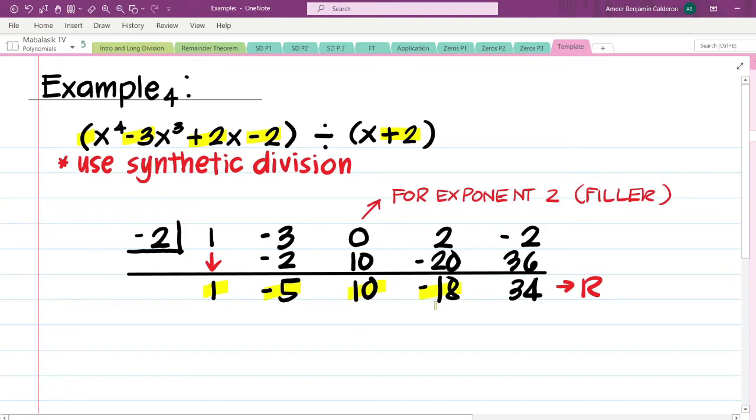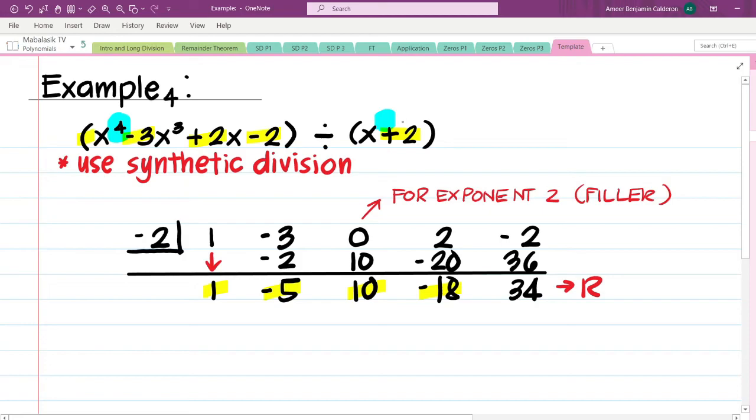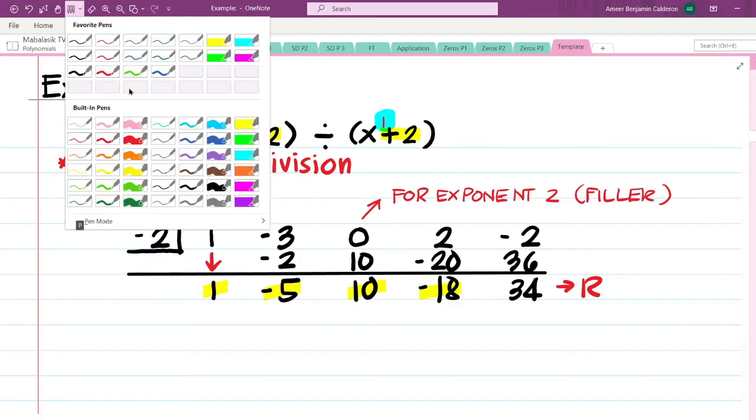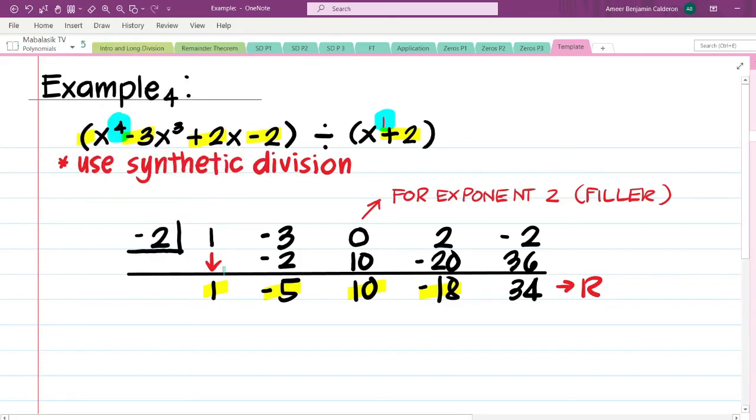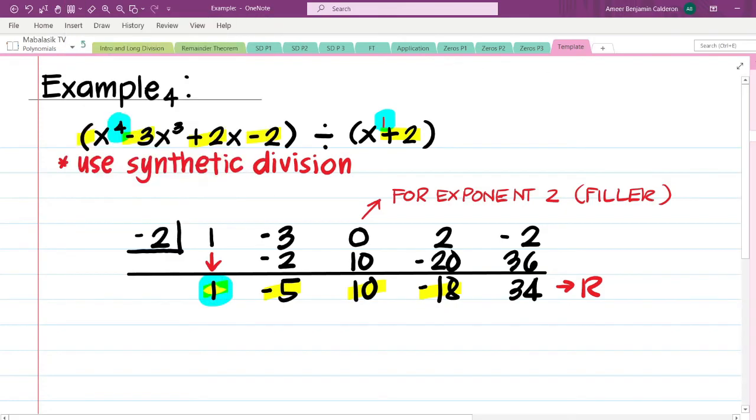But what is the degree of our quotient? So the quotient will be of degree of the dividend minus degree of the divisor. What is the largest exponent in the dividend? 4. What is the largest exponent in the divisor? 1. So subtract 4 minus 1, 3. That is the degree of our quotient. So this is now a numerical coefficient for exponent 3.